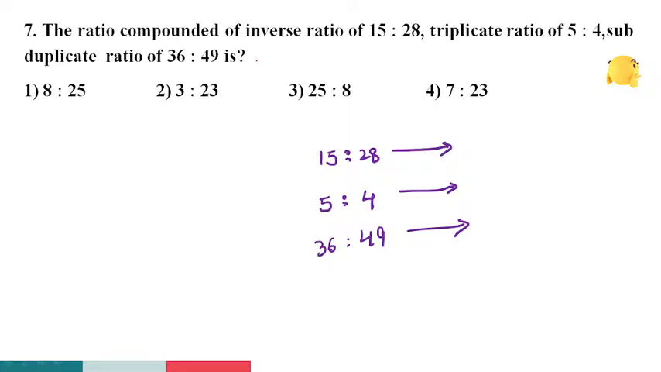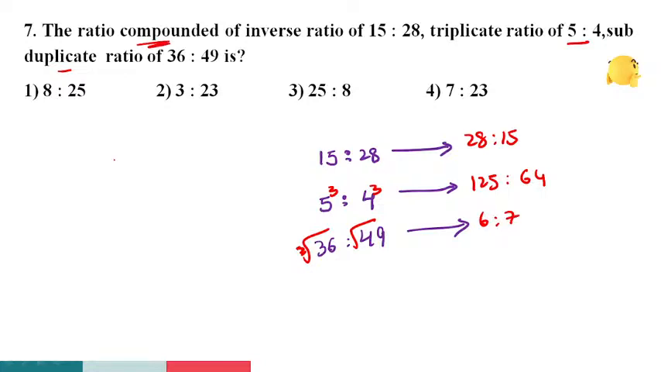Right. The inverse ratio means the 2 quantities are reversed: 28 is to 15. Triplicate ratio means 5 cube is to 4 cube. 5 cube is how much? 125. And 4 cube is how much? 64. What did he say next? Subduplicate ratio means root of 36 and root of 49. So 6 is to 7.